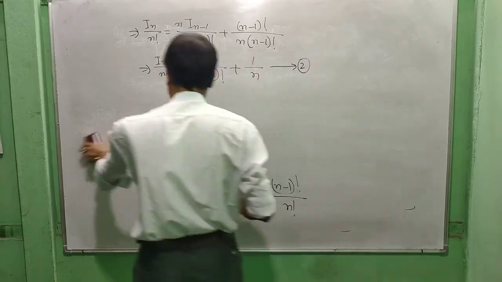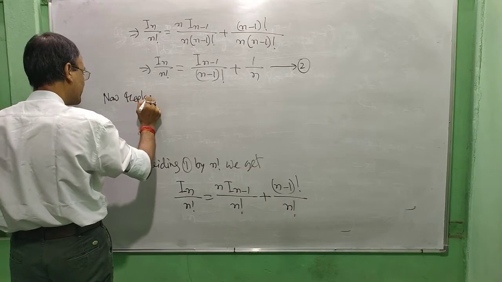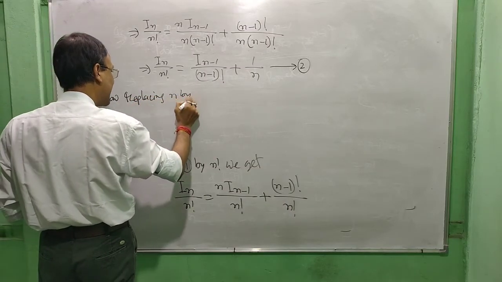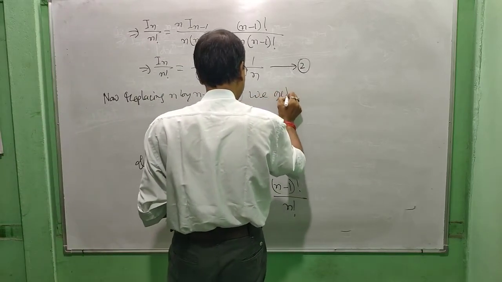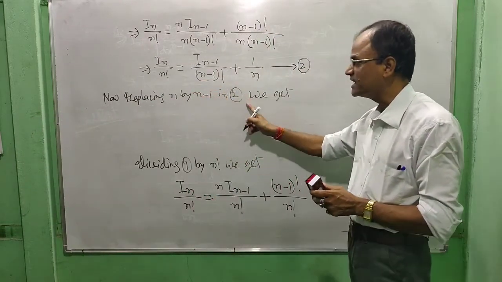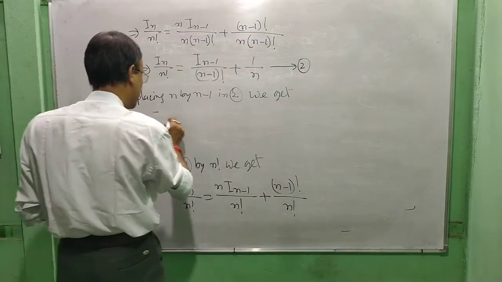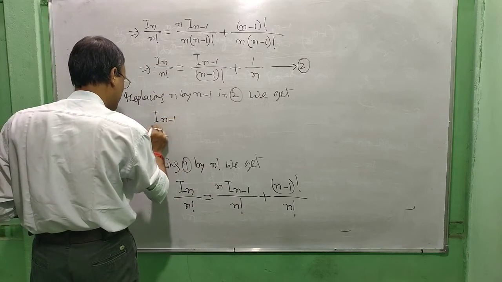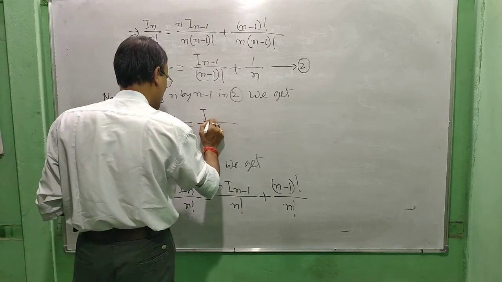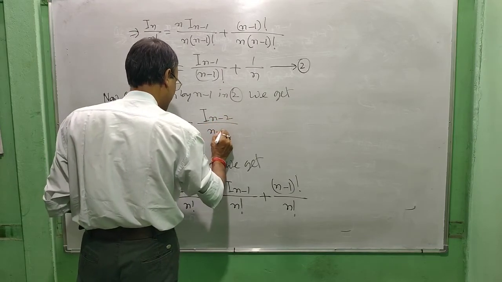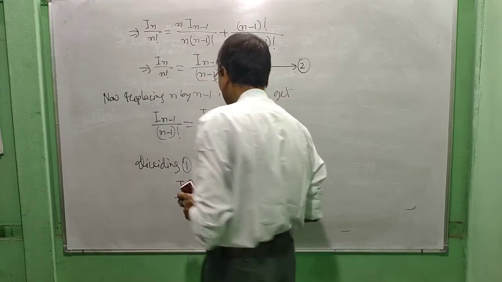Now replacing n by n minus 1 in I_n, we get I_(n minus 1) by factorial n minus 1 is equal to I_(n minus 2) by factorial n minus 2 plus 1 by n minus 1. Am I right?